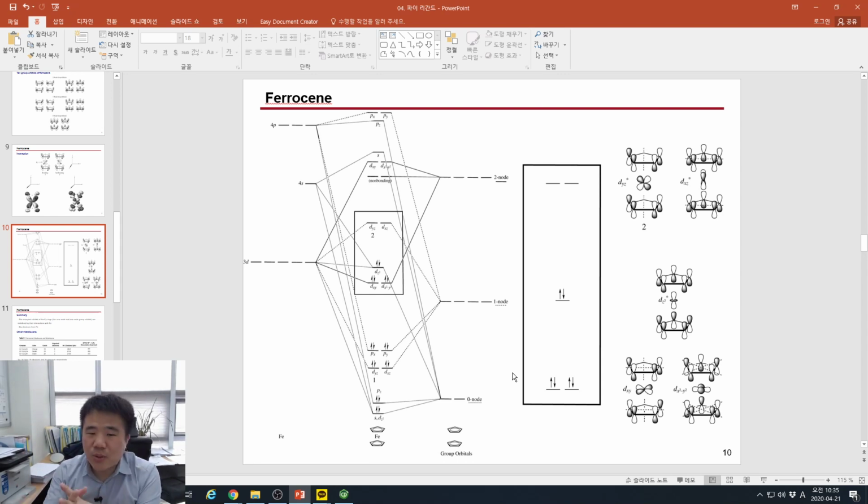Okay, so you need to understand you don't need to draw all of the interactions, but you just need to understand conceptually. Okay, conceptually. Then if you think about the interaction, ferrocene is here and the group orbital is here because of the 2 cyclopentadiene. So these are new MOs.